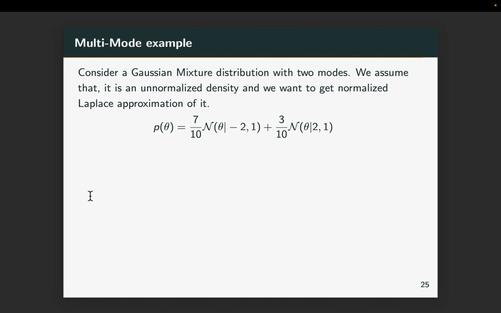Let's consider a multimodal example, and we can try to get the normalized Laplace approximation for this. So first, could you think of how this distribution might look? Can you draw that in your notebooks and see how it might look? It's a combination of two Gaussians. It would be important to get the y also correct, not exactly, but the relative scales.